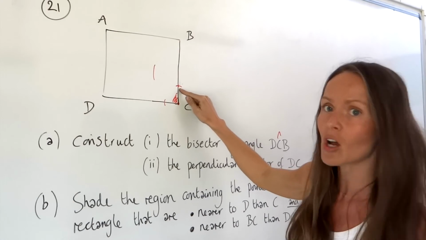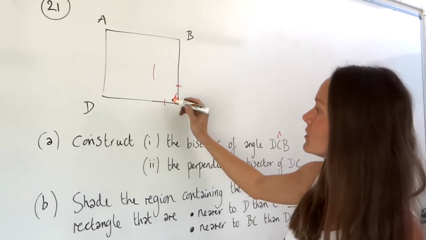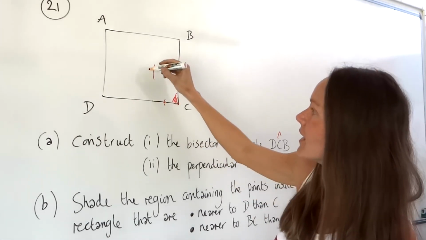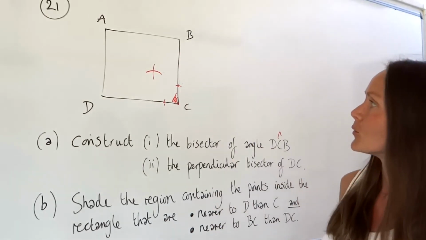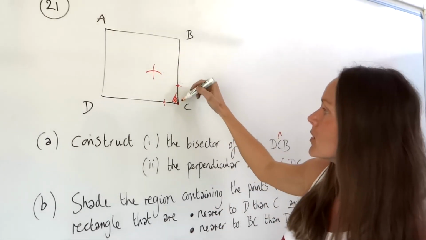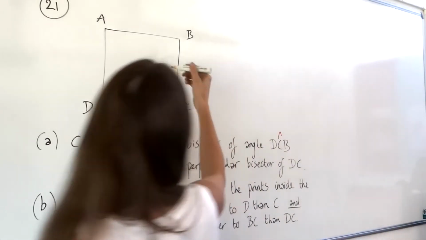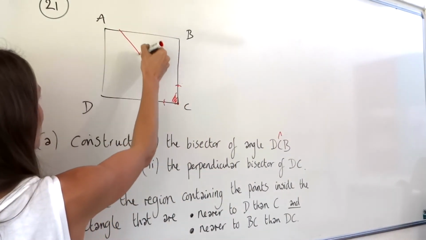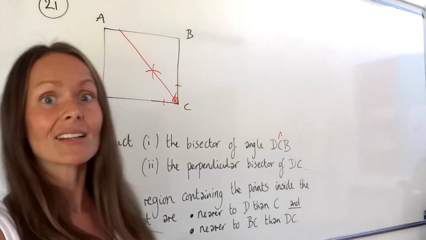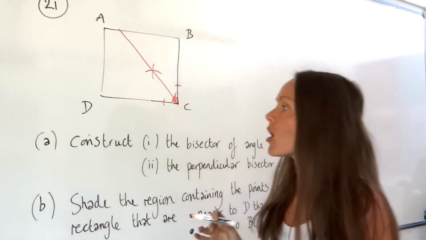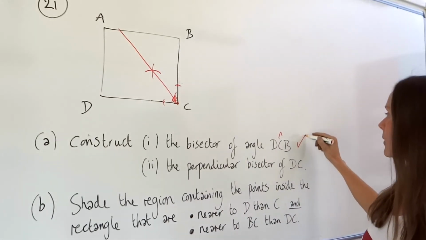Then you switch the sharp point over to the other side over here, and then you draw another arc with your pencil. Where they cross over, you can now join up with angle C. So you take your ruler and you do a nice straight line going through the angle. So that is bisecting the angle, that's cutting the angle in half. So we've done part 1.